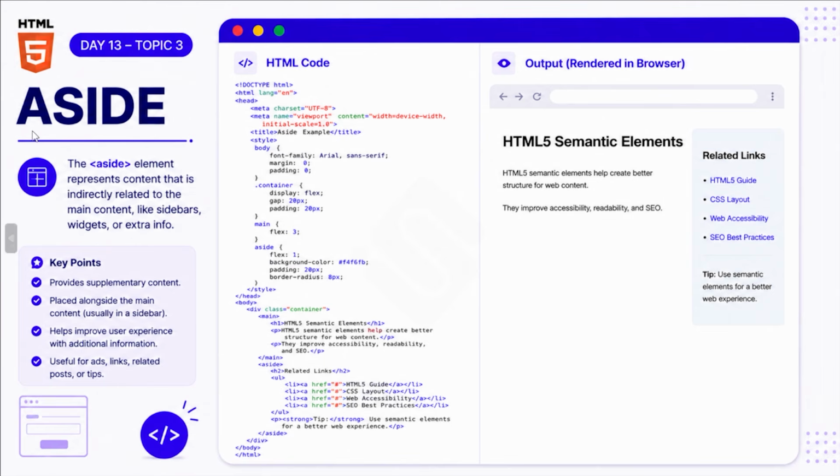Let's learn about the aside element. The aside element contains information that is related to the main content but is not part of it. Usually you will see it as a sidebar. So examples include related posts, advertisements, tips, social media links, widgets and navigation menus. So now let's understand the example.